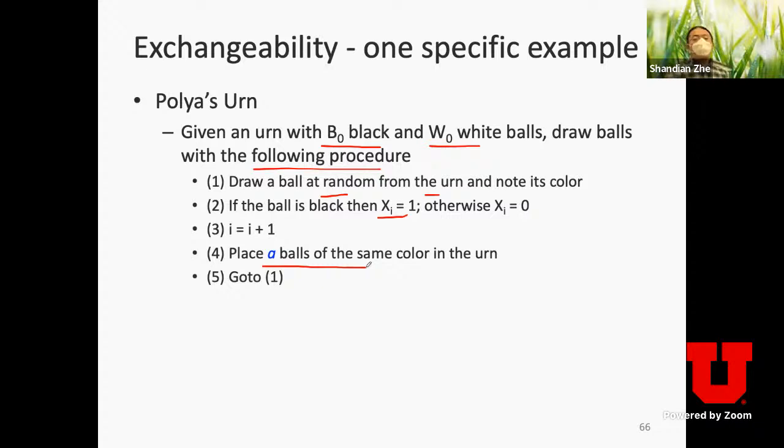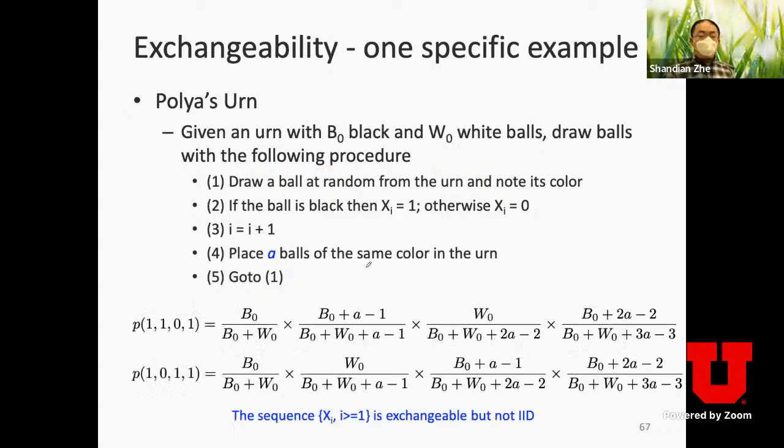Suppose we do this urn sampling procedure for 4 times. We consider 2 possible outcomes for the 4 samples: 1, 1, 0, 1 and 1, 0, 1, 1. That means the outcome for the first sampling is 1, black ball, then white ball, then black ball. And the second probability is about first a black ball, then a white ball, then black ball, black ball.